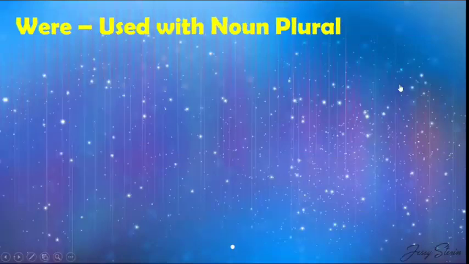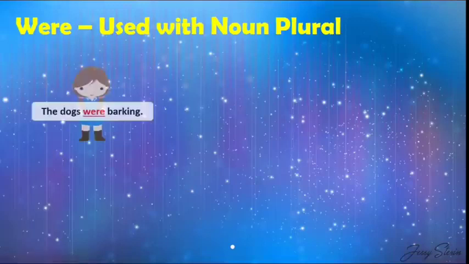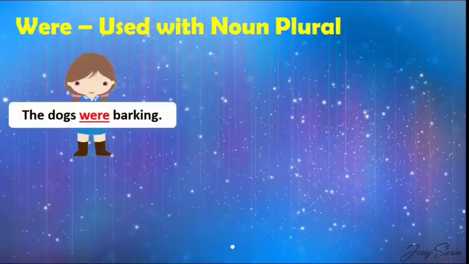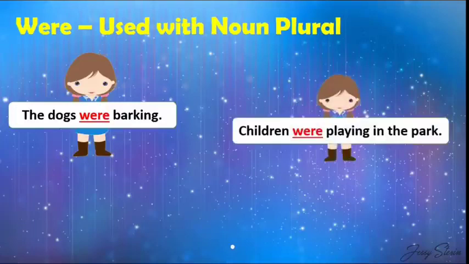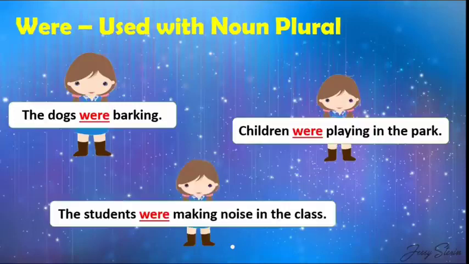Were is used with a plural noun. Let's see. The dogs were barking. In this example, we are talking about many dogs. Okay, children? It's plural. Children were playing in the park. You're talking about many children. Okay? The students were making noise in the class. Again, it's plural.